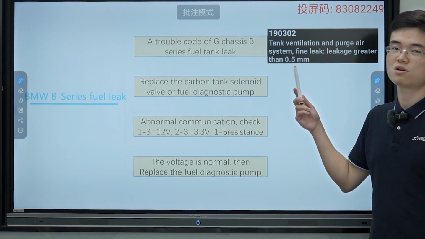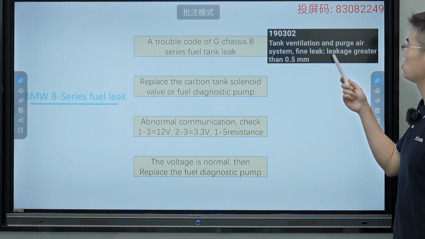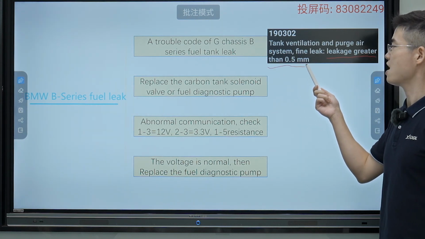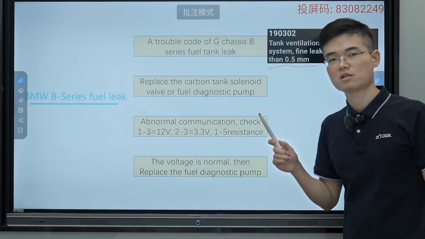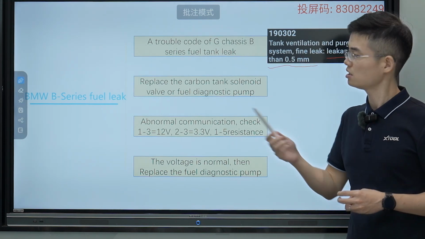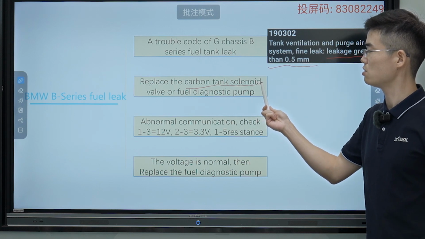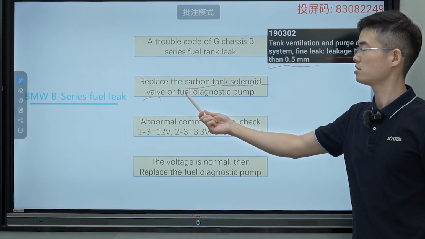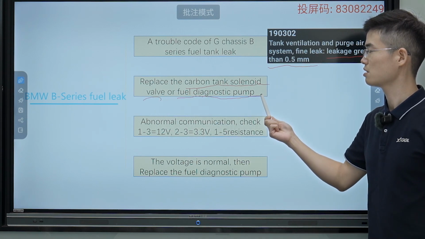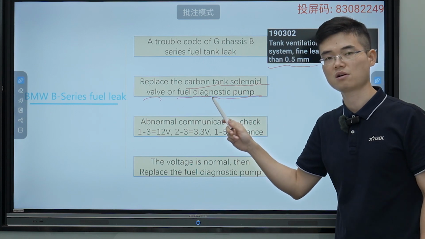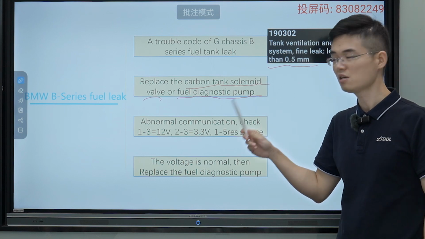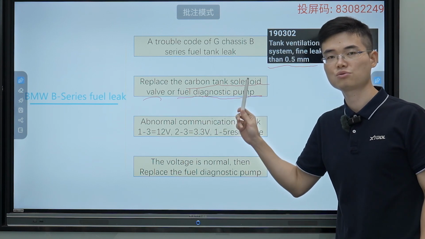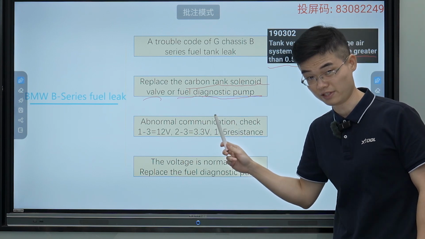Usually, when the trouble code indicates a micro leakage greater than 0.5 millimeters, there are two common solutions. It's to either replace the carbon tank solenoid valve or to replace the fuel diagnostic pump. These two components are the most common causes of this type of leakage. So by replacing them, usually we can solve the problem effectively.